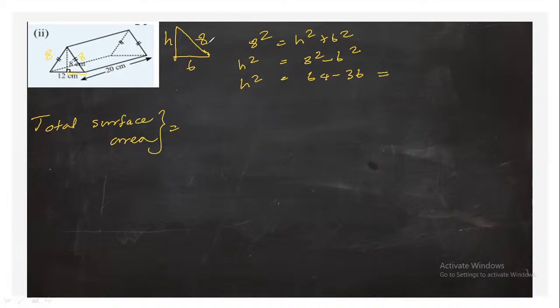This is 8. Hypotenuse is 8 squared. This is 6 and this is h. Then 64, 36. Here remaining 28. I will check it again.